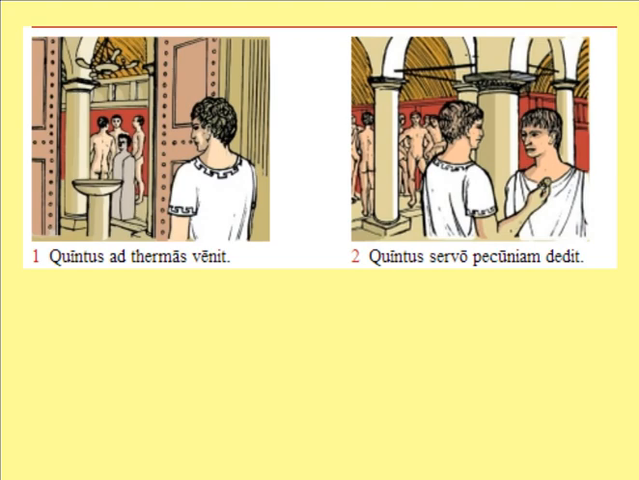Let's take a look at just the first few panels of the cartoons for stage 9, and then I'd like you to read the rest of the cartoons on your own. Quintus ad thermas venit. Quintus came to the baths. Quintus servo pecuniam dedit. Here I see my dative, servo, which we just saw in a previous sentence. Quintus gave pecuniam, money, to the slave.